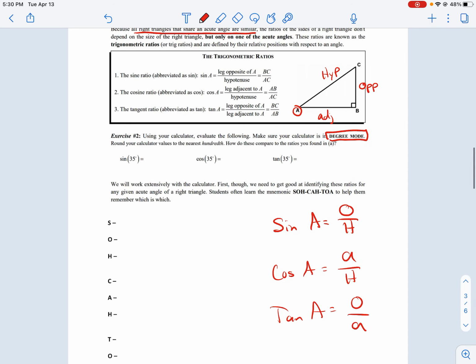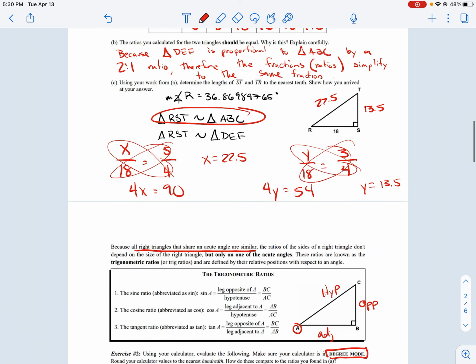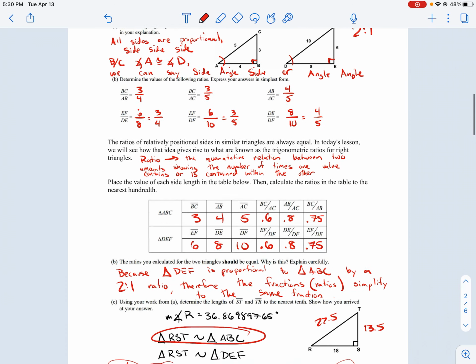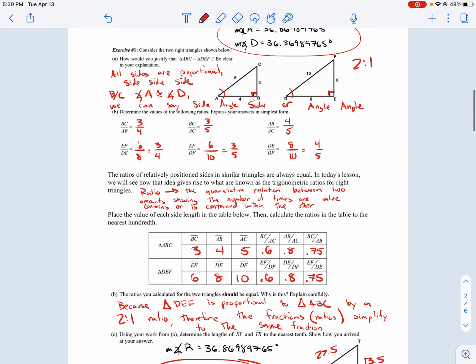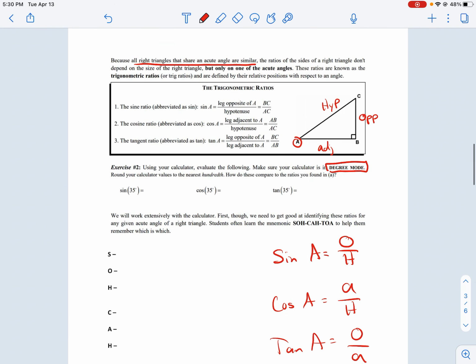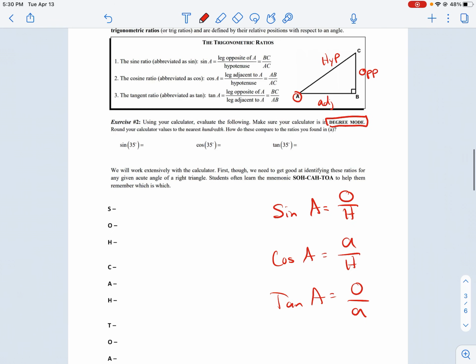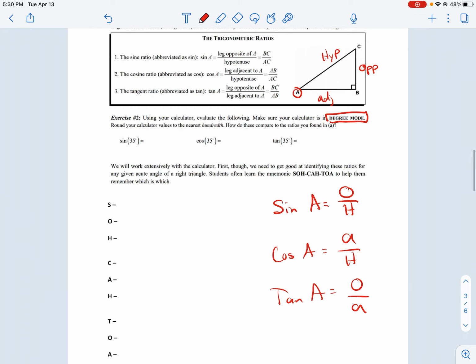I guess I didn't want that part. Oh well. Anyway. So sine of 35 is .57.